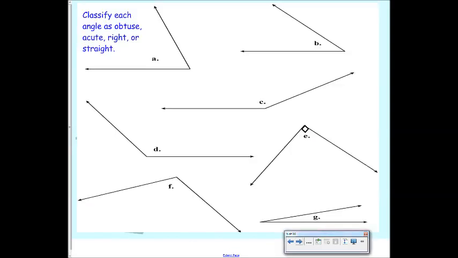Okay, so this practice should be pretty simple. All you're doing is classifying it as obtuse, acute, right, or straight. So at your boards, A, B, C, D, E, F, and G. Please note this little guy in E. All right, go.